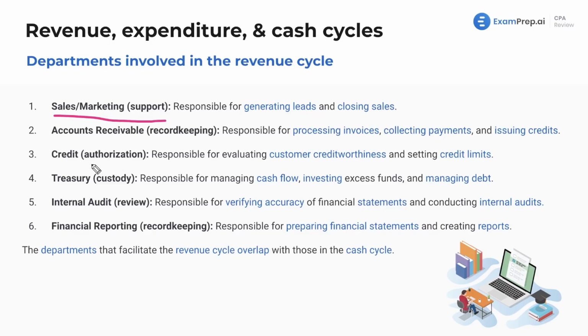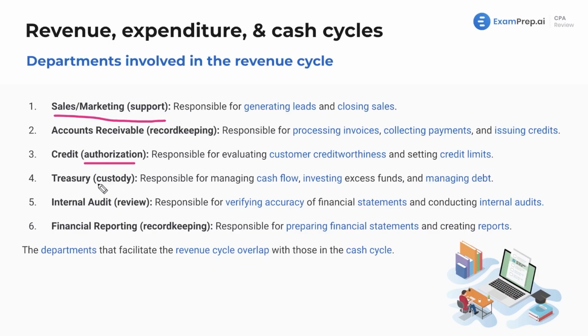Then we have the credit department. This is authorization. Like we talked about before, there's a credit department that's responsible for evaluating customer creditworthiness and setting credit limits. Just as a note, I would definitely memorize the, I'll call it the ARC: authorization, record keeping, custody. That's how we refer to it sometimes. Memorize which department has which responsibility.